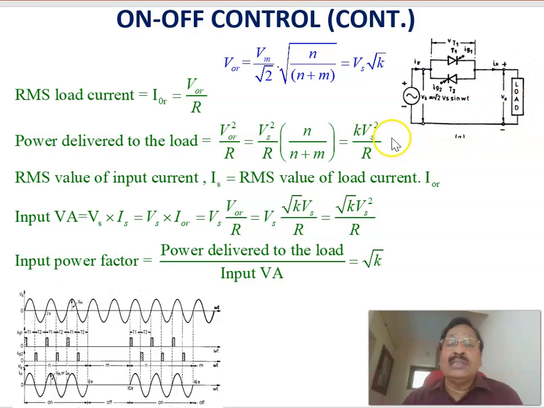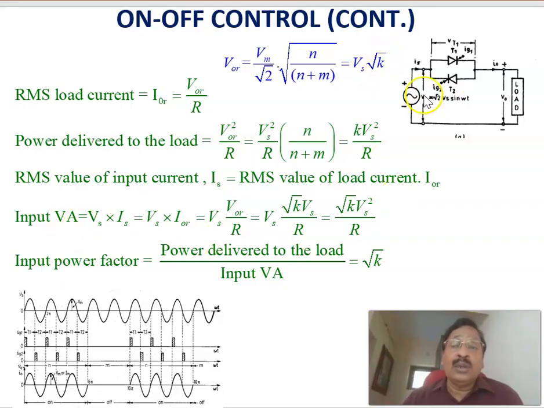Power delivered to the load is given by k into Vs square divided by R, where k is the duty cycle, n divided by n plus m, and Vs is the RMS value of the input voltage. Therefore, that's the active power. And the current at the input side is the same as the load current, the RMS value of the load current, which is given by Vs into root k divided by R.